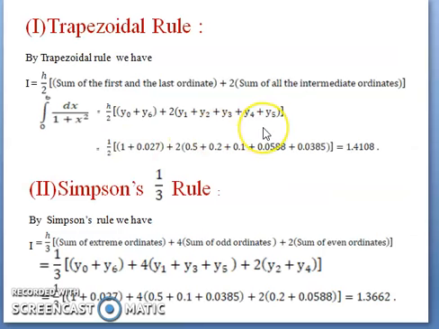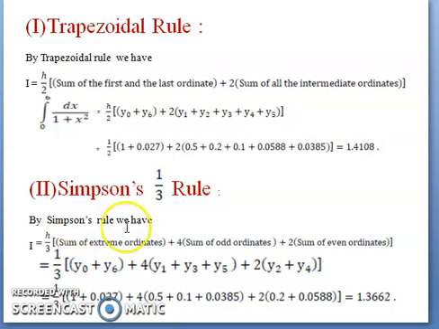So the first, the trapezoidal rule, is h by 2 times the sum of the first and last ordinates plus twice the sum of all intermediate ordinates. So this is the result: h by 2 [y0 plus y6 plus twice (y1, y2, y3, y4, y5)]. On substituting all the ordinate values of y from the table, we get the result 1.4108.